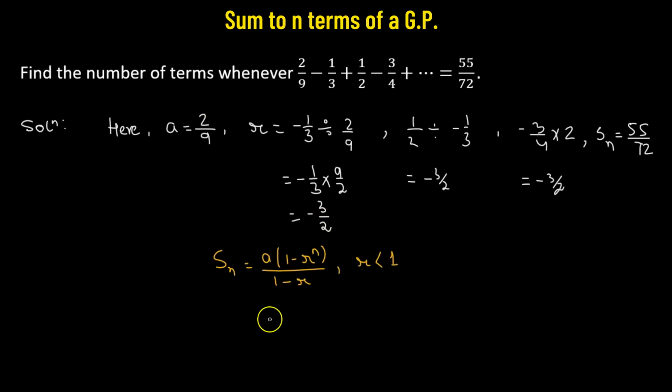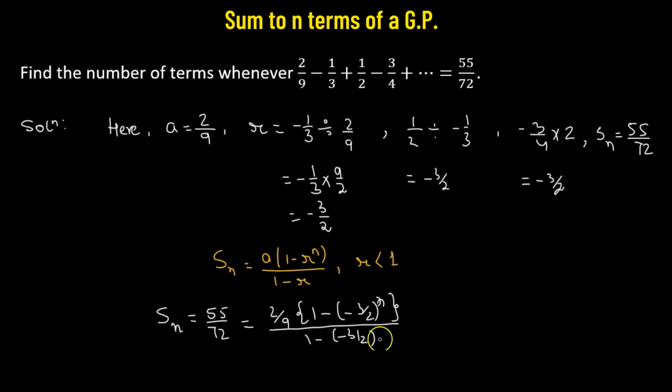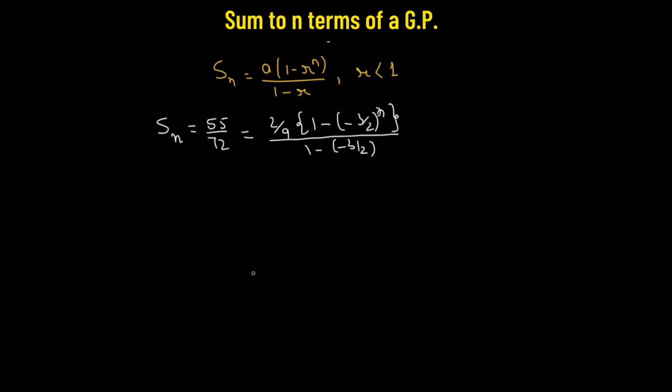Now we will plug in the values, and this is going to give us the sum up to n terms, which has a value of 55 over 72. So this value equals the first term, that's 2 over 9, multiplied by 1 minus the common ratio -3 over 2 whole raised to the power of n, divided by 1 minus of -3 over 2. So let's simplify this value. We're going to get 55 divided by 72 equals 2 over 9 in the numerator, divided by 1 minus of -3 over 2, so this becomes 1 plus 3 over 2, or simply 5 over 2. So we're divided by 5 over 2.